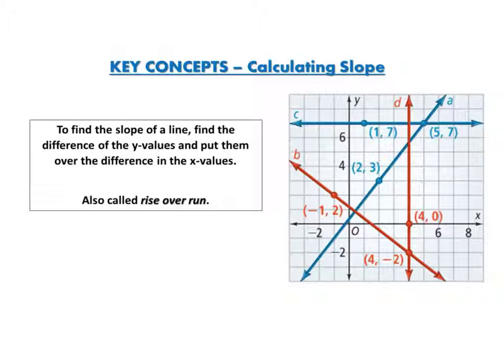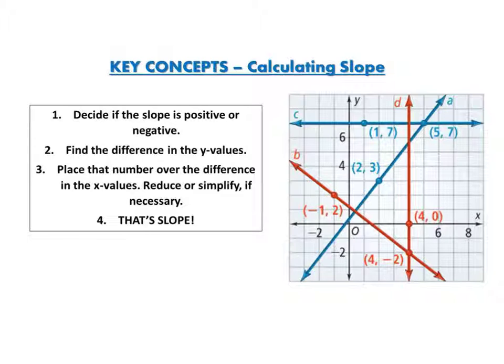So, to find the slope of a line, you find the difference of the y values and put them over the difference in the x values. And this is also called rise over run. So the steps to finding slope of a line when it's on a graph is to decide if the slope is positive or negative. Then find the difference in the y values. Place that number over the difference in the x values. Reduce or simplify the fraction if necessary, and that gives you the slope.